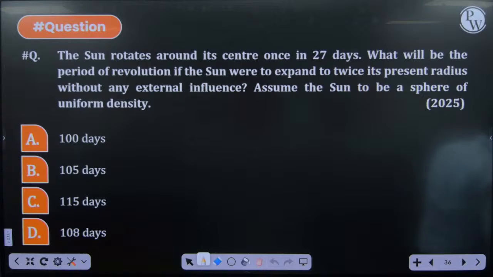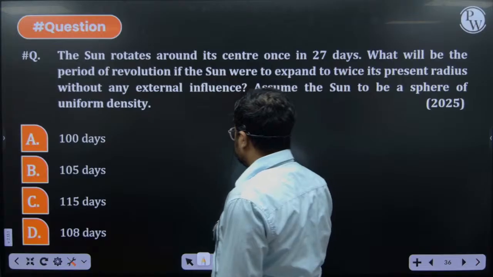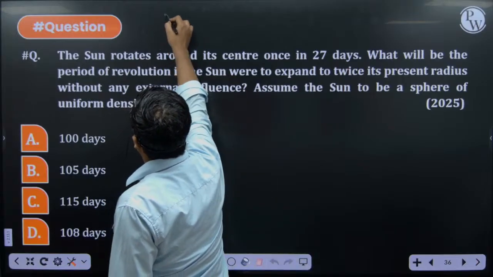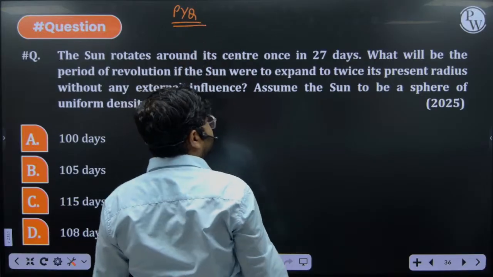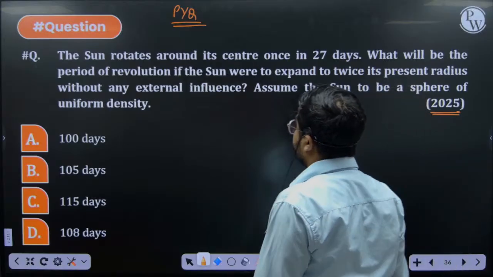All right, students, let us solve NEET PYQs. So now we have entered the PYQ segment. This question was asked in the 2025 NEET exam.